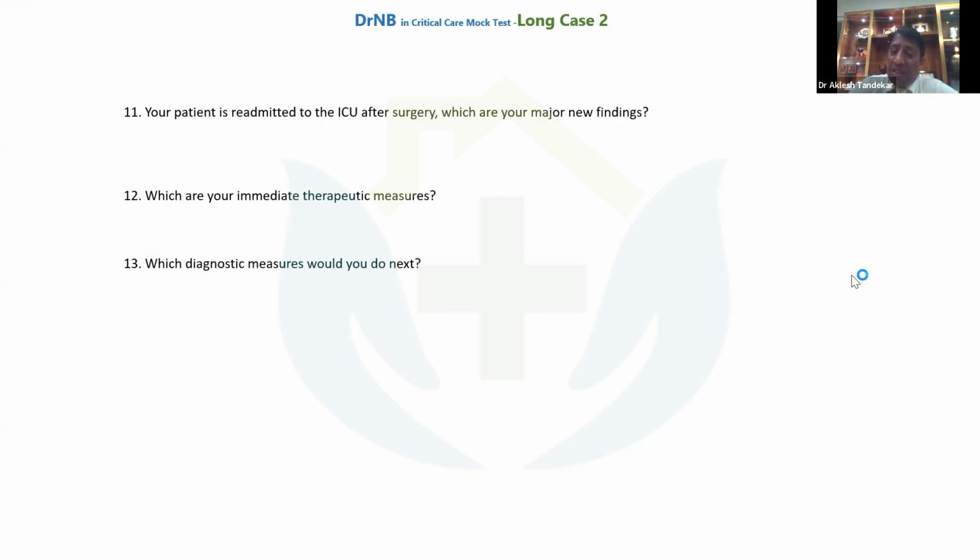So what are your settings in VV ECMO initially? Sir, I would start him on VV ECMO, and then I will keep him on sweep gas flow as well as pump flow around 4 liters and sweep gas around 3 liters per minute. And then I would anticoagulate him, and then I would keep ventilatory settings minimal and keep FiO2 of around 50 to 60, PEEP, and decrease the tidal volumes.